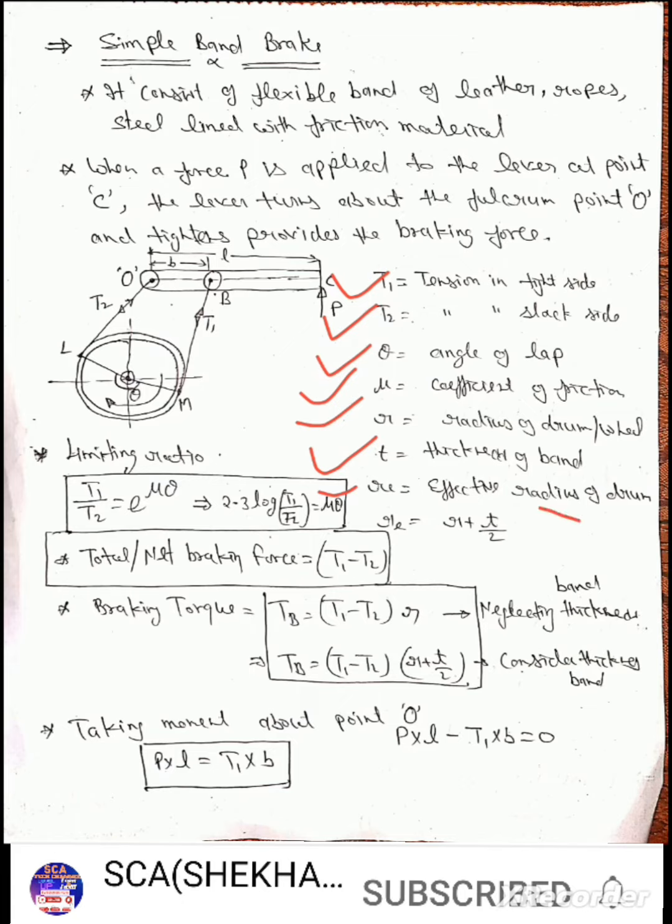and re is the effective radius including the thickness of the band. So re is small r plus t by 2. Here t is the thickness of the band.